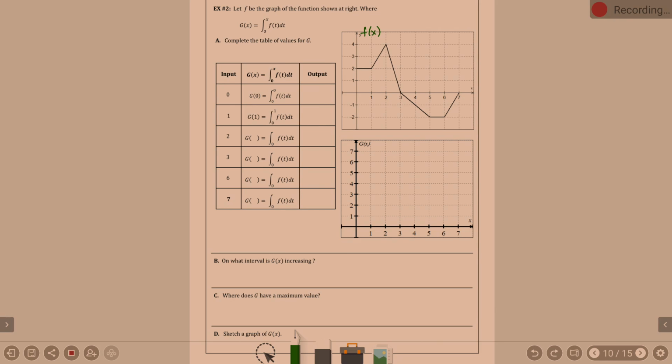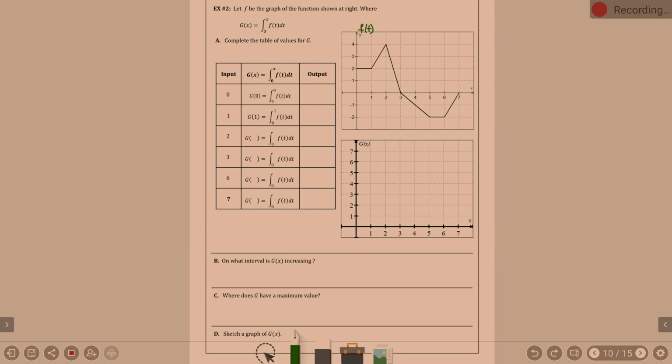Or would it be f of t? Why not g of x? G of x is the bottom graph. Because in the directions it says, let f be the graph of the function shown at the right. So I guess I probably should have labeled f of t. I get in the habit of f of x. But, honestly, minor detail. F of x, f of t, it's f. That's what matters here, okay?